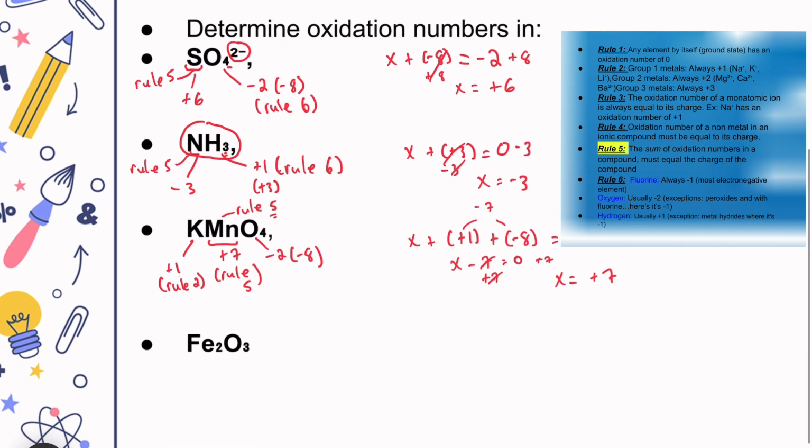For the last one here, iron 3 oxide, using the oxidation number rules above, I want you to try this one on your own and then unpause the video and see if you got the same answer.